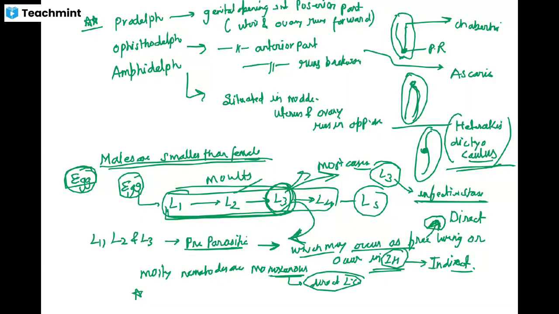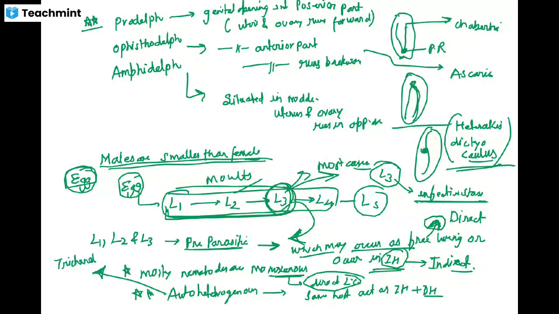और in some cases the life cycle is auto heterogeneous. मतलब same host act as intermediate as well as definitive host. So auto heterogeneous life cycle में जो example है that you have to remember, that is Trichinella spiralis. तो Trichinella spiralis life cycle is auto heterogeneous.